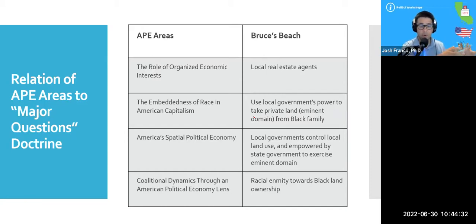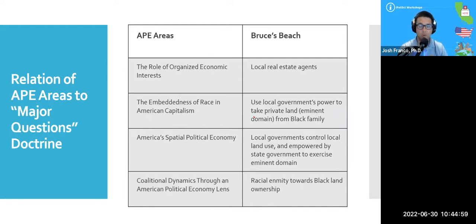In the case of the Bruce family and Bruce's Beach, it's been clearly documented by historians and scholars and legal experts about what motivated the white real estate agents and civic leaders to call on the city council to take this type of action. So when we think of America's spatial political economy, it isn't just restricted to what the national government can do or what the state government can do, but it's also what's happening at the local level.